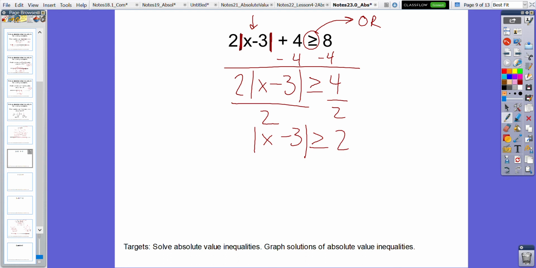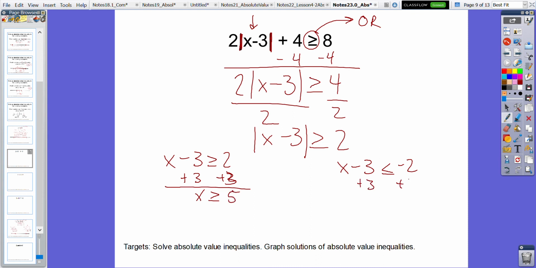Okay, so just like we saw in the previous OR example, I want to break this up into 2 smaller inequalities. I'm going to be left with x minus 3 is greater than or equal to 2, which is kind of the easy example. And then the other one is x minus 3 is less than or equal to negative 2. Okay, kind of shows that difference in sign here. If I go ahead and add 3 to both sides of the inequality, I get x is greater than or equal to 5. And then if I add 3 to both sides here, I get x is less than or equal to positive 1.